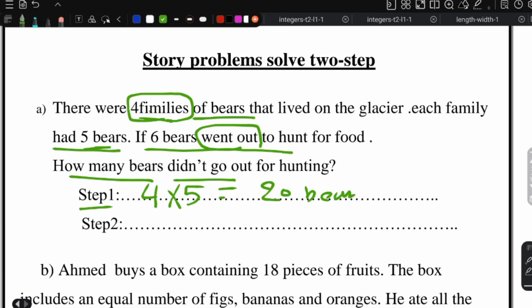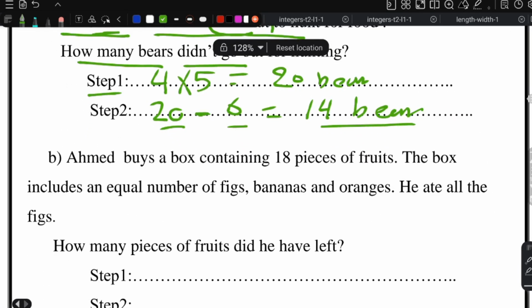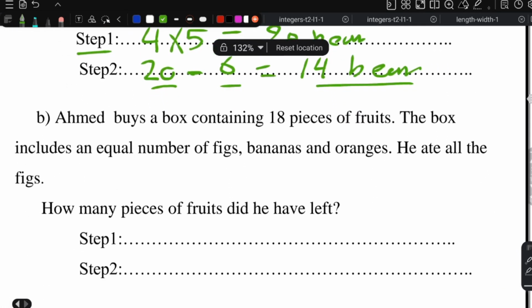And step number 2, he tells me that I have 20 in all, minus 6. So there are 6 away. When I subtract 20 minus 6, the result is 14 bears left. There are 14 bears left that did not go hunting.